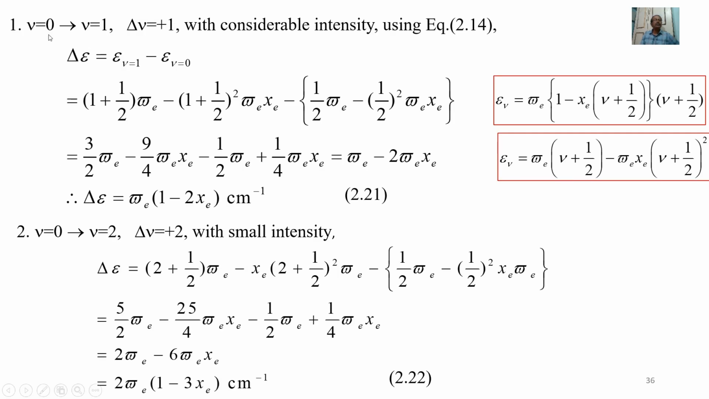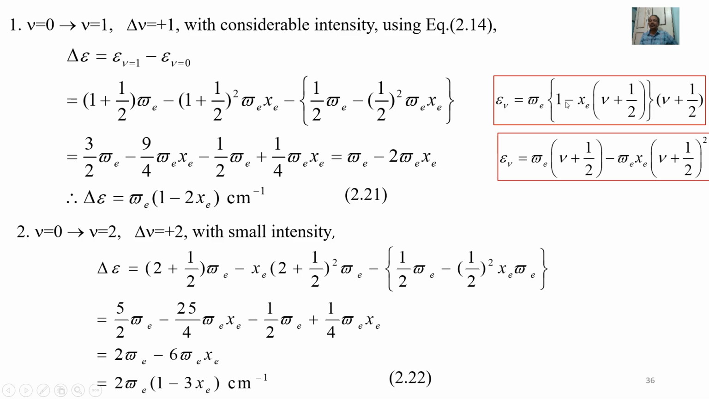So first we'll go with nu from 0 to nu equals 1. This is what we call the more intense line, and the difference between these two is nothing but plus 1, so del nu is plus 1. The corresponding oscillation frequency one can calculate. So del E is equal to E at nu equals 1 minus E at nu equals 0. The oscillation frequency is given as this expression.